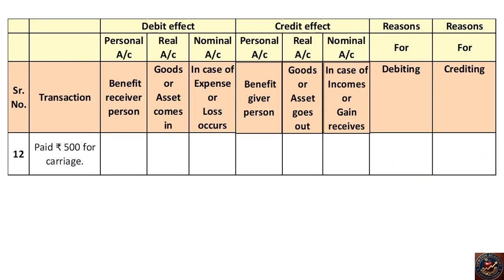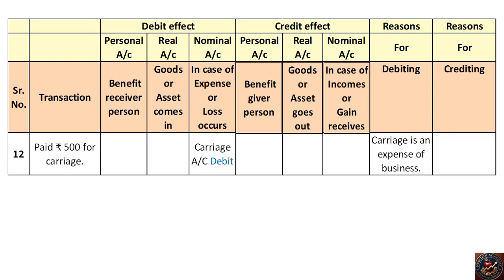Paid 500 rupees for carriage. The debit side. Carriage refers to the transportation cost of moving goods. According to the nominal account rule, we debit all expenses and losses. Therefore, we debit carriage account. The reason for debiting is simple. Carriage is an expense of business.